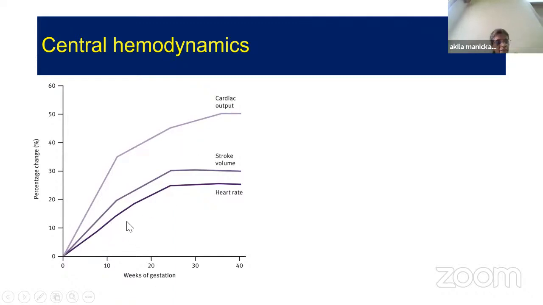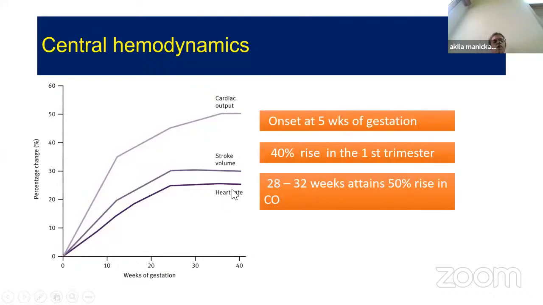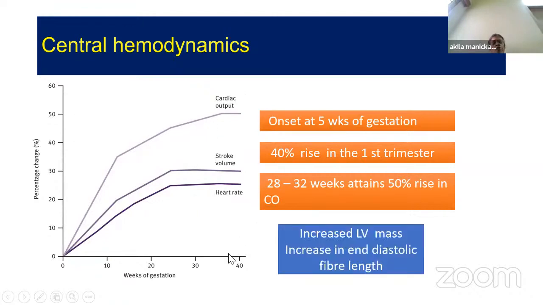The next thing to occur is an increase in your cardiac output. We know that cardiac output is nothing but a function of your stroke volume and heart rate. So what contributes to the early increase in cardiac output is the heart rate. Whereas after 7 to 8 weeks of gestation, if you look at the graph, you'll see a rapid rise in your stroke volume. This rise in stroke volume reaches about 35 to 40% at the end of your second trimester, and reaches around 40% at 32 to 34 weeks of gestational age. So the maximum increase in cardiac output of about 50% is attained at around 34 weeks of gestation.